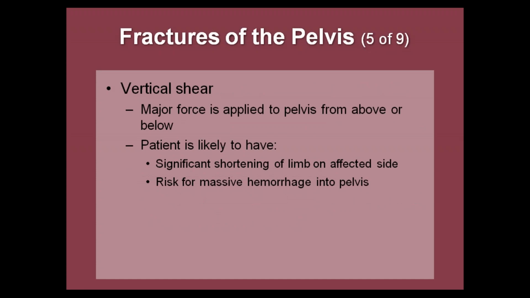Vertical shear, major force is applied to the pelvis from above and below. The patient is likely to have significant shortening of a limb on the affected side, and they have a huge risk for massive hemorrhage into the pelvis. This leads to a complete displacement of one or both sides of the pelvis toward the head. Oh wait, toward the head of the femur. I'm sorry, that's just toward the head. Yeah.